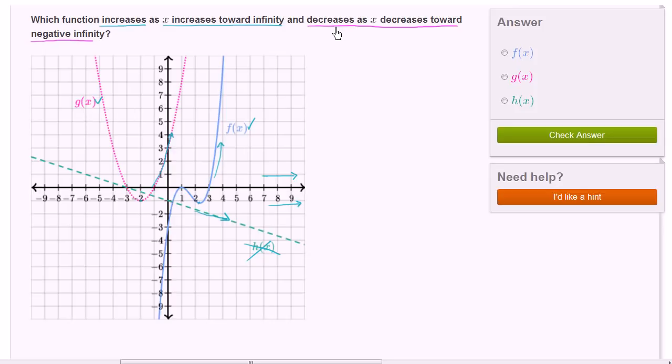So which of these decrease as x decreases toward negative infinity? Let's think about that. X decreasing toward negative infinity, we're going to be going in that direction. So first, let's look at f of x.